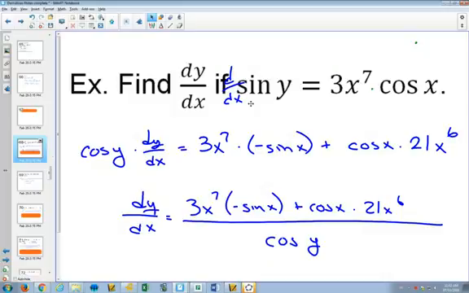If you wanted to get y by itself in this, you could. Because what's the opposite of sine? Sine inverse. So then you'd have y equals sine inverse of 3x to the 7 times cos x. But then you'd have to know how to do the derivative of the inverse sine, which we don't yet. So we would do this implicit differentiation instead.